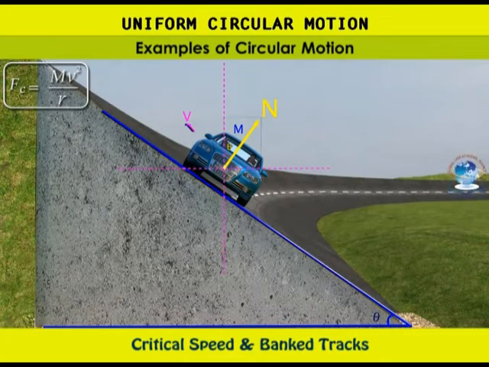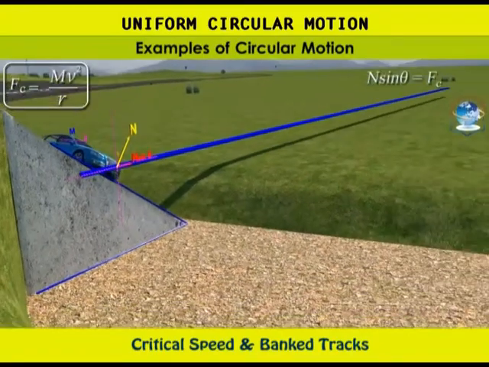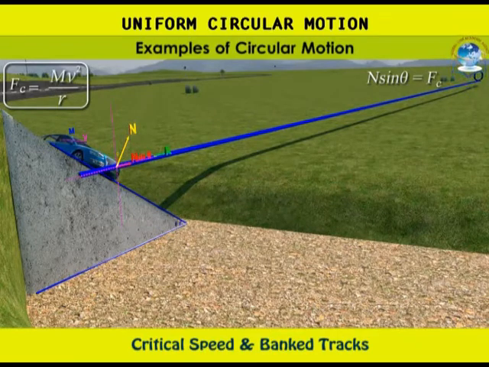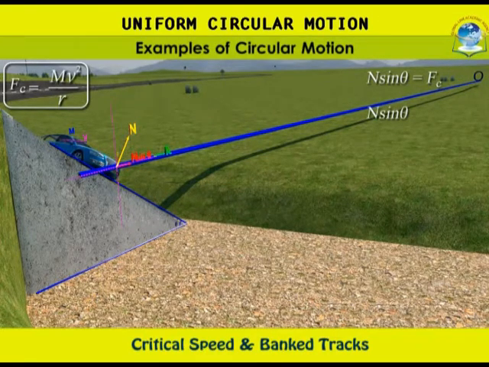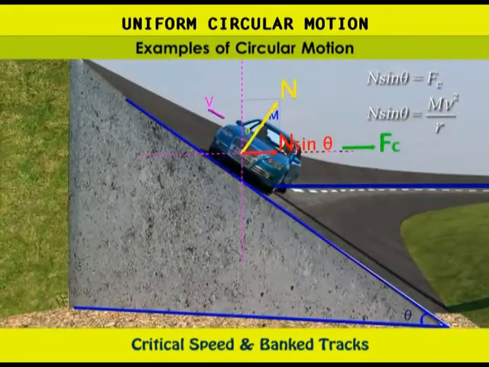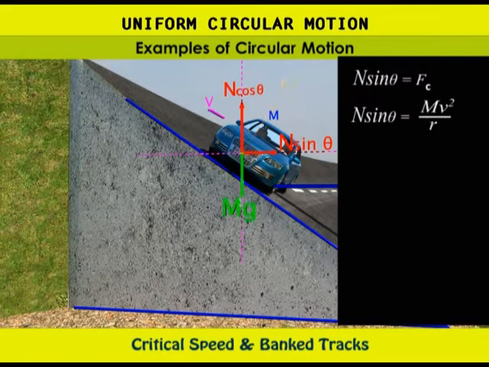This results in a horizontal component of the normal force, N sin theta, acting towards the center and providing the necessary centripetal force at the turn. Friction is not taken into consideration here, and therefore N sin theta is equal to mv squared over r. The vertical component of the force balances the weight of the vehicle. So N cos theta is equal to mg.